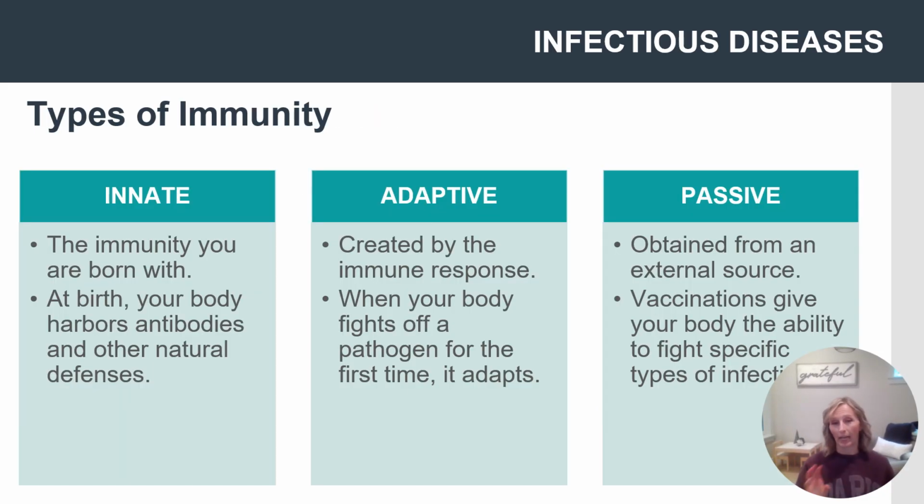The types of immunity: we have innate. This is what you're born with. So at birth, your body harbors antibodies and other natural defenses, and that helps the baby from getting sick. Adaptive immunity is when we create an immune response. So your body does get sick, but then it fights off a pathogen for the first time and it adapts. Passive is what we get from external sources such as vaccinations, and they help the body to fight off certain infections.